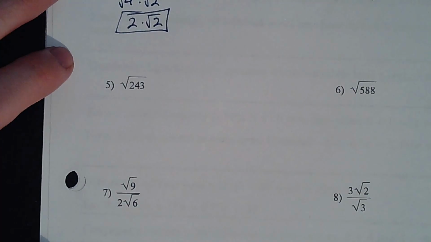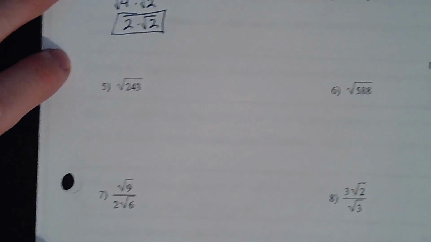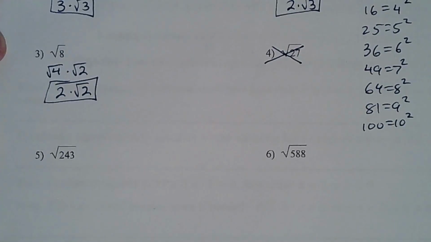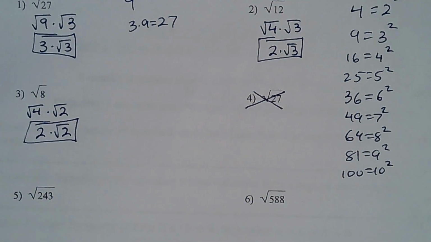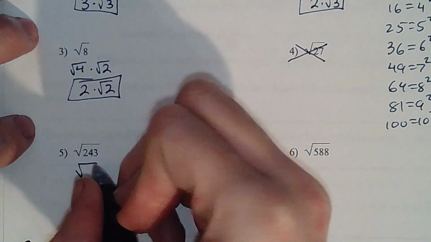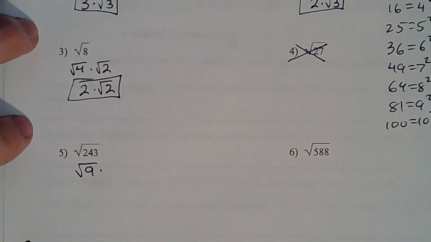Number 5 here, 243. So this one we just start checking to see if any of these numbers on this list divide into 243. If you check out 4 and divide by 4, check to see if it works. Not going to work. However, when you divide by 9, 9 will work, in fact. So you can write the square root of 9 multiplied by, I got to do a little bit of math in my head. We got 27, I believe.